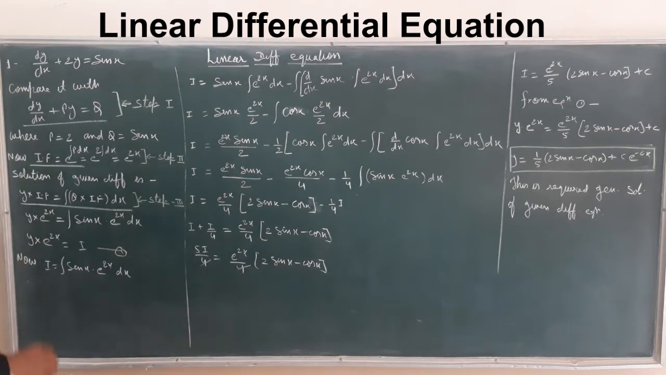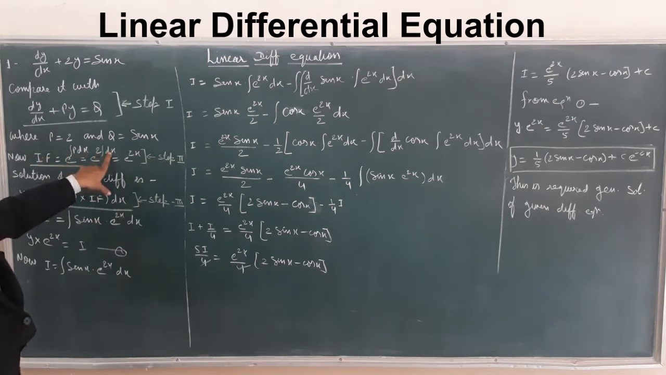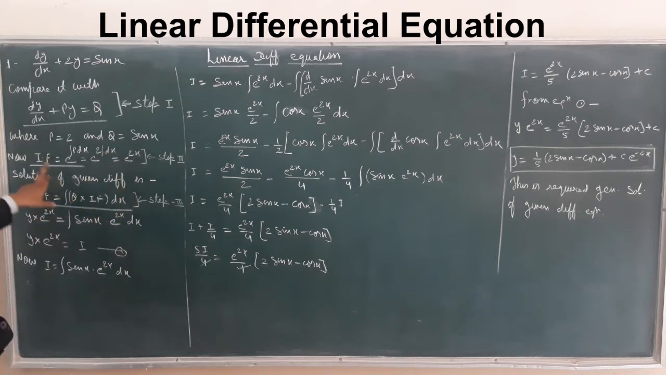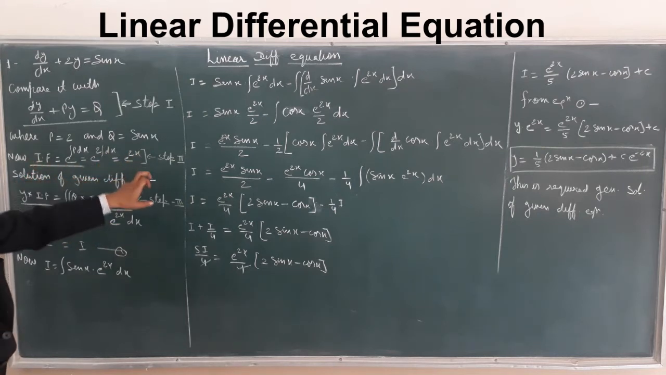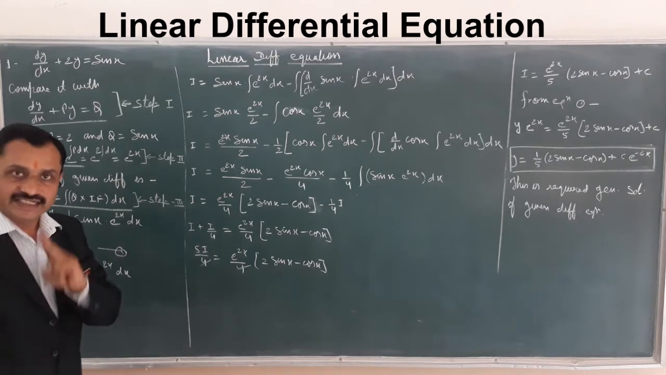Now the second step, we find the integrating factor. Integrating factor equals e to the power integration of P dx. The value of P is 2, so we have integration of 2 dx. The integration of dx is x, so e to the power 2x. So our integrating factor is e to the power 2x. This is the second step.